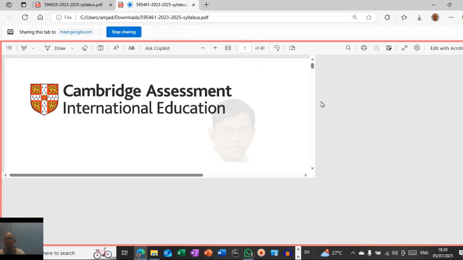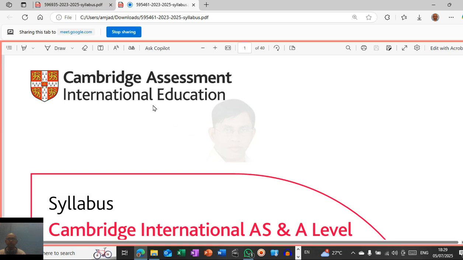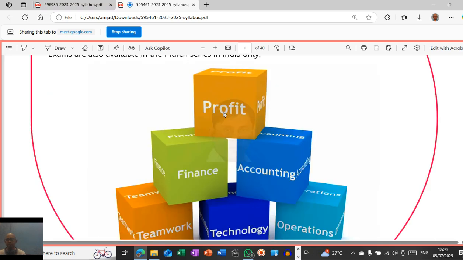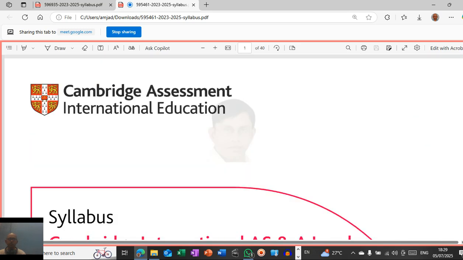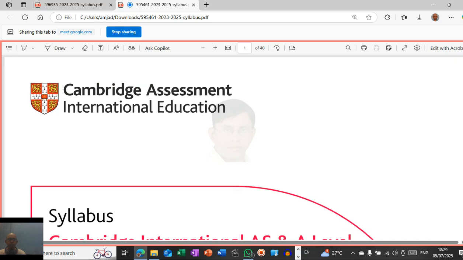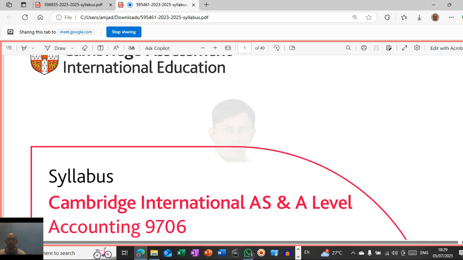Now we will discuss the important syllabus. We will discuss the syllabus for AS and A level, as per Cambridge Assessment International Education, as per the board, relevant for Cambridge International AS and A level Accounting 9706.